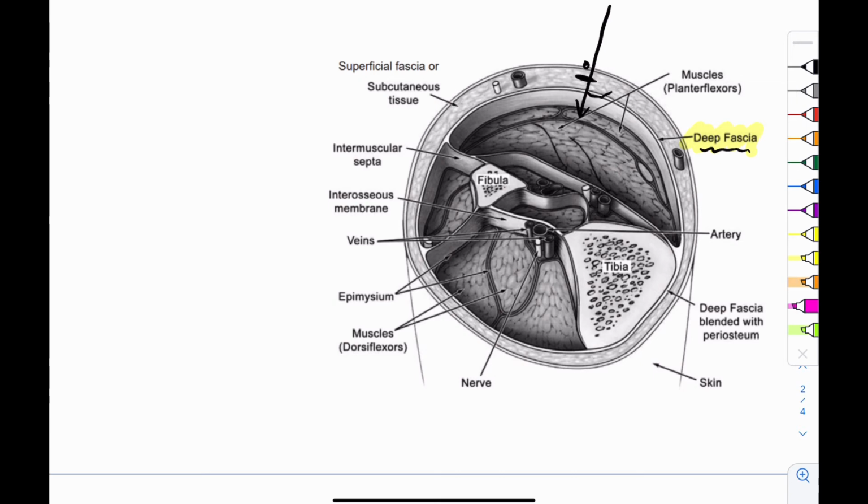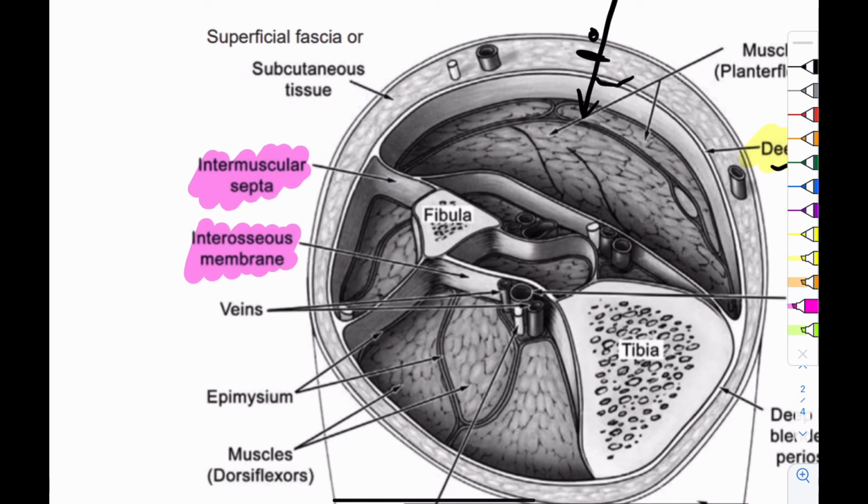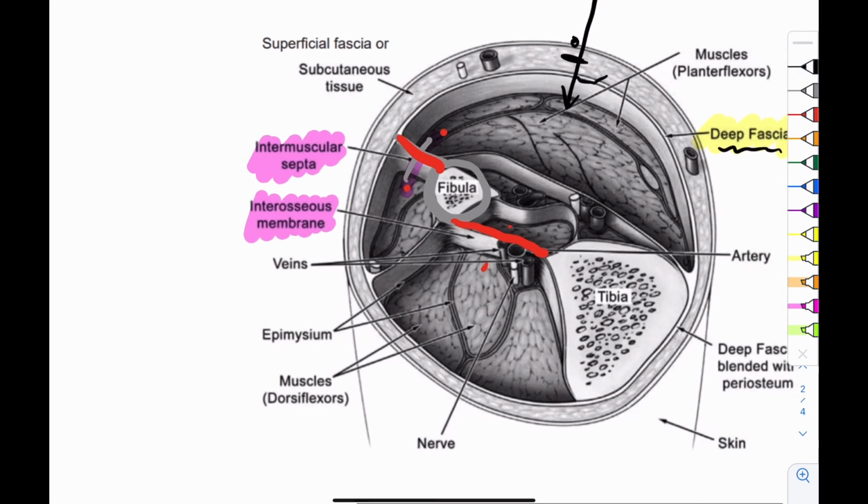Another side note, they could ask about like intermuscular septa or interosseous septa. So interosseous, between the bones, intermuscular is between two muscles without touching the bone here. So this one here would be intermuscular because it's between two muscles. Then this one here would be between two bones, just as an example.